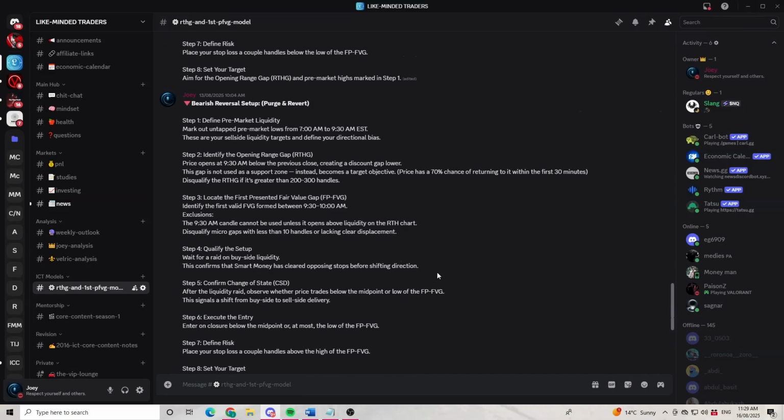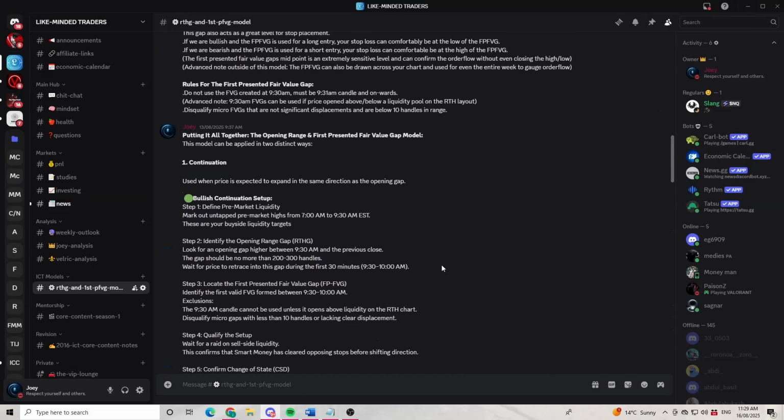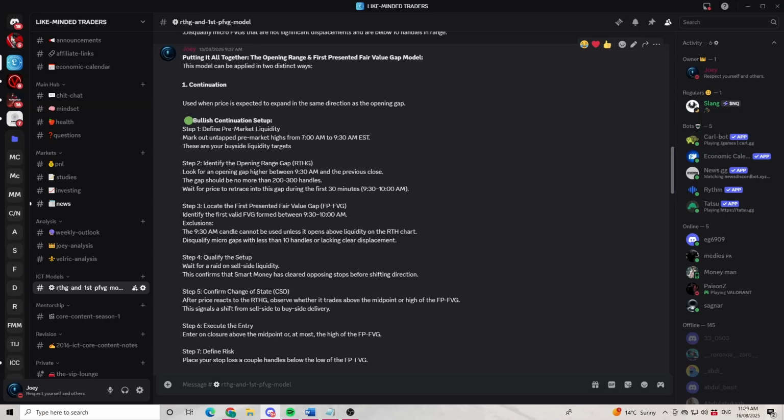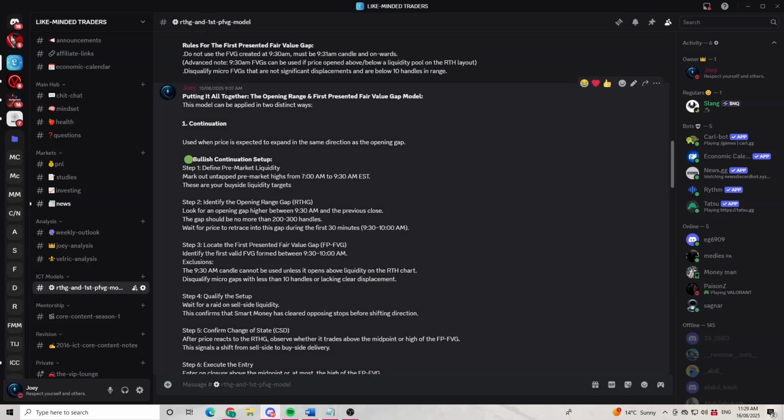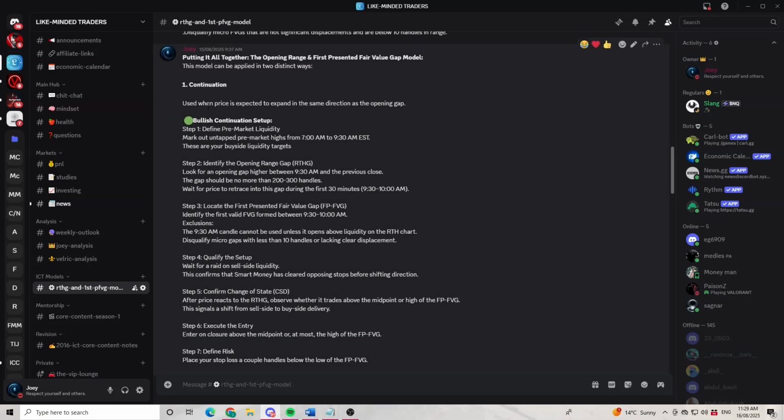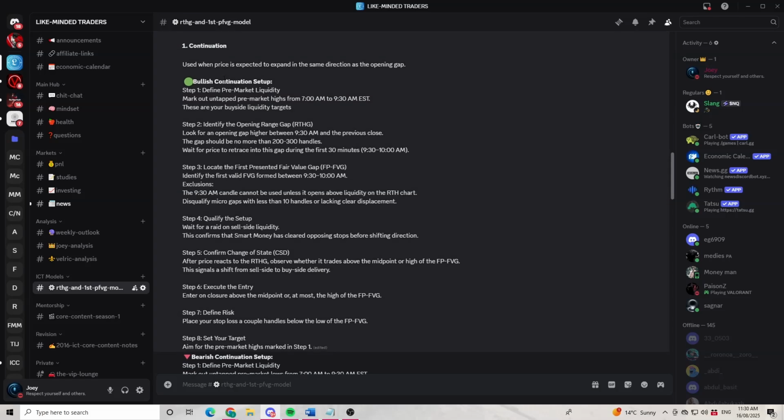So now, let's go over the most common form of this setup, right? The bullish continuation setup. Just reverse it for bearish, okay? But the continuation setup. So putting it all together, the opening range plus first presented fair value gap model, okay? Continuation. Used when price is expected to expand in the same direction as the opening gap, okay? Bullish continuation setup.